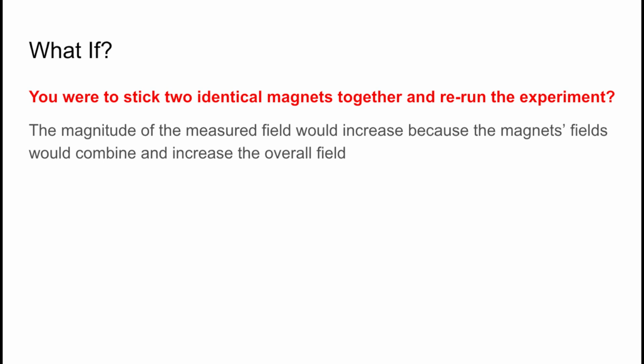Moving to what if you were to stick two identical magnets together and rerun the experiment? Well, this one's pretty easy. The magnitude of the measured field would increase because the magnetic fields would combine and create constructive interference and overall increase the field, therefore increasing the magnitude of the measured field, which I said before.